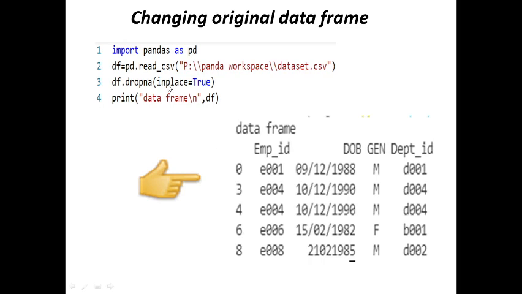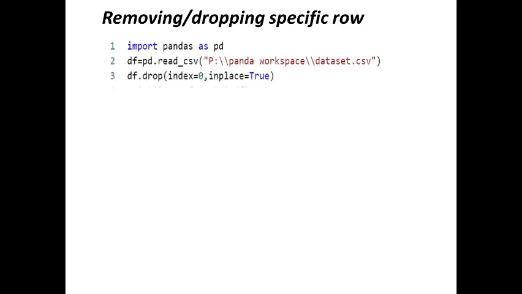So using the inplace parameter, we can change the original or existing data frame, right? Now let's remove a specific row. So far we have deleted all rows containing null. Now we will delete only a specific row. For that purpose we use the drop function of the data frame.